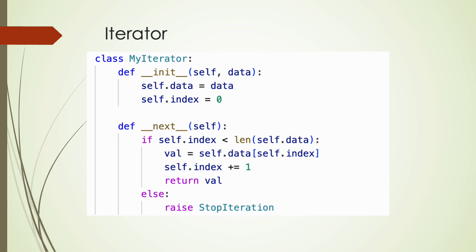An iterator is an object that represents a stream of data. It returns data one element at a time when you call the next function on it. Iterators have a magical __next__ method that returns the next item and updates the internal state to point to the next item. When there are no more items, it raises a StopIteration exception.